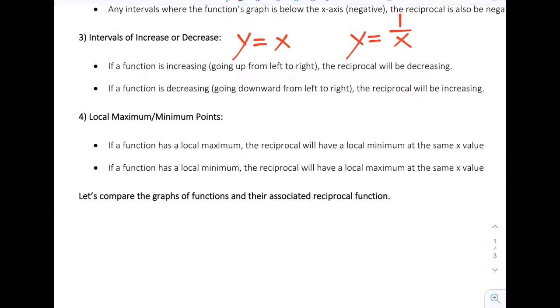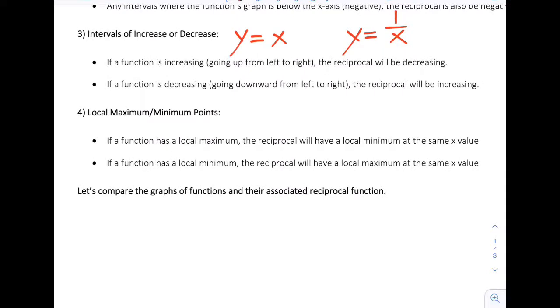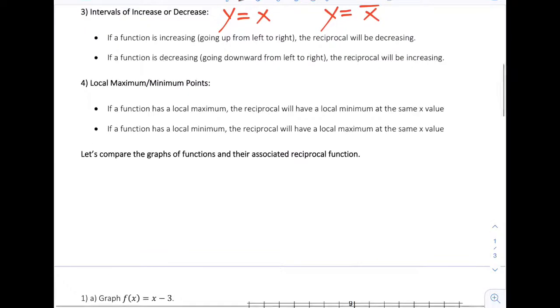And lastly, local maximums and minimums. If a function has a local maximum, the reciprocal will have a local minimum at the same x value. If a function has a local minimum, well, then the reciprocal has a maximum. So they're opposites as well.